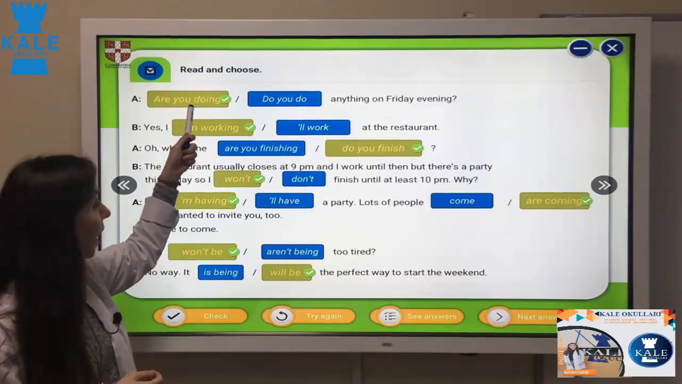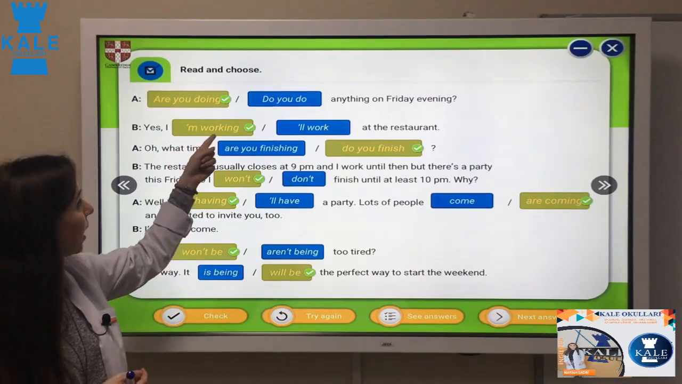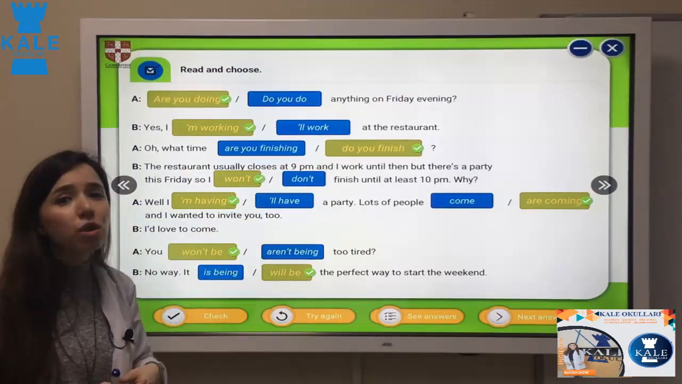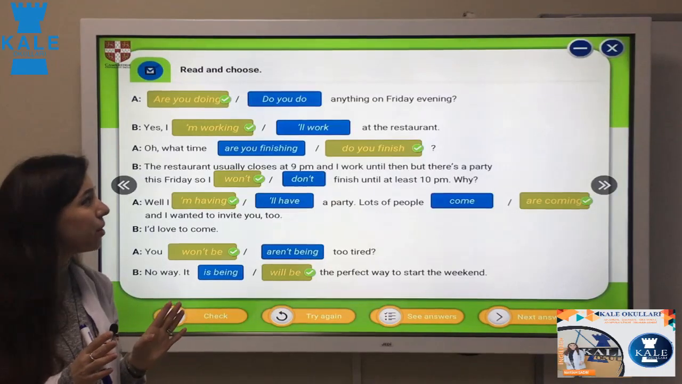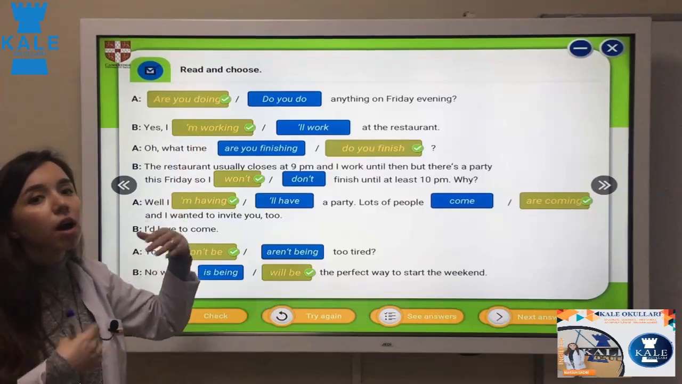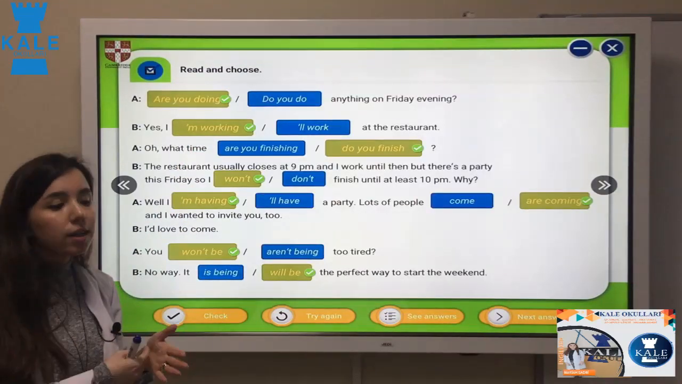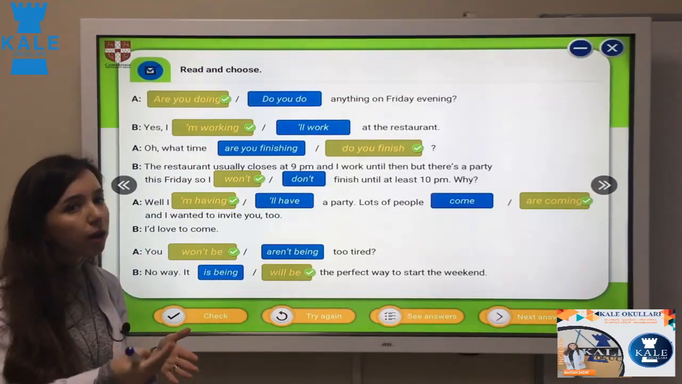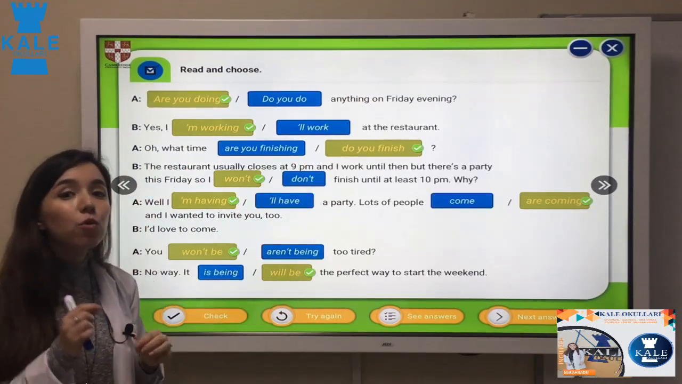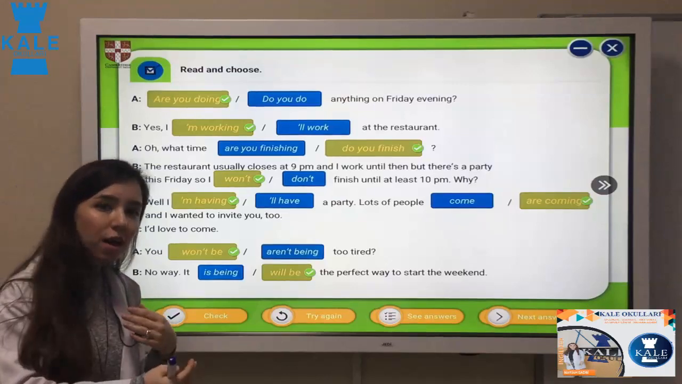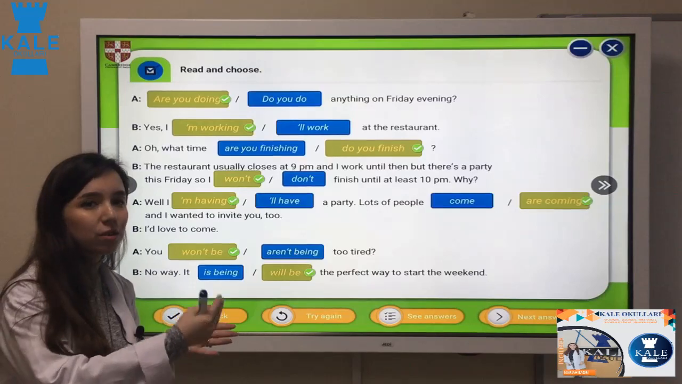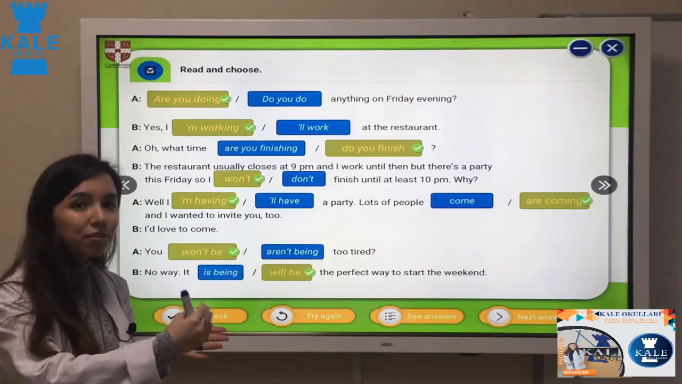So when here we have ing, it's obvious that the answer also should be with ing. Yes, I will work at restaurant. It's not appropriate. But why? Because when the question is are you going, so yes, I am working. I know it. It's something I arranged. I'm knowing that I'm going to work. Oh, what time do you finish? Why? Because when you work somewhere, you know that your working time is from 8 o'clock to, for example, 6 o'clock, 10 to 10. It's something fixed.